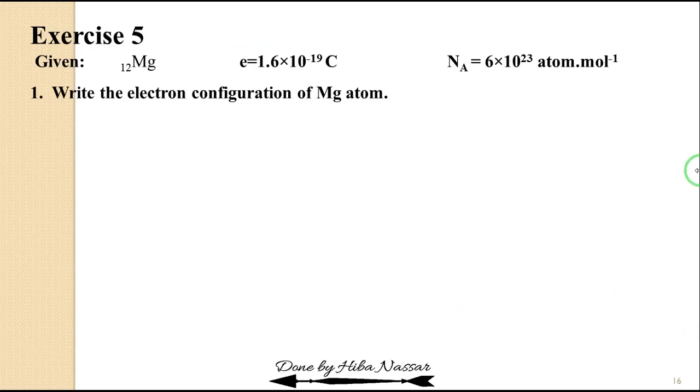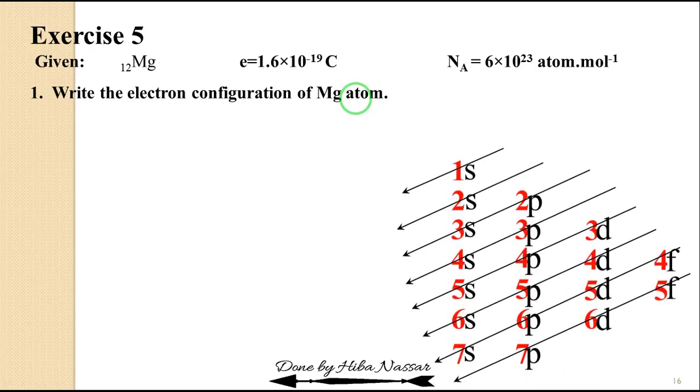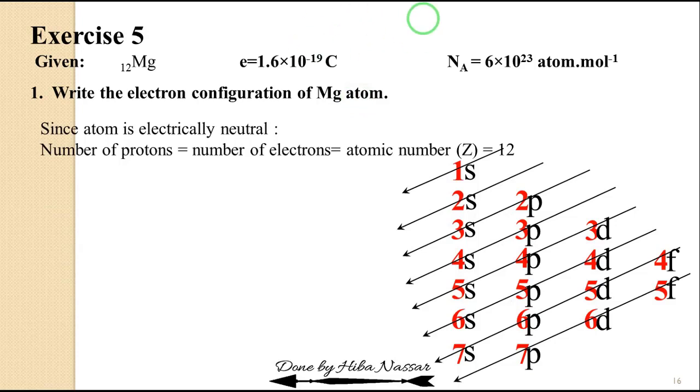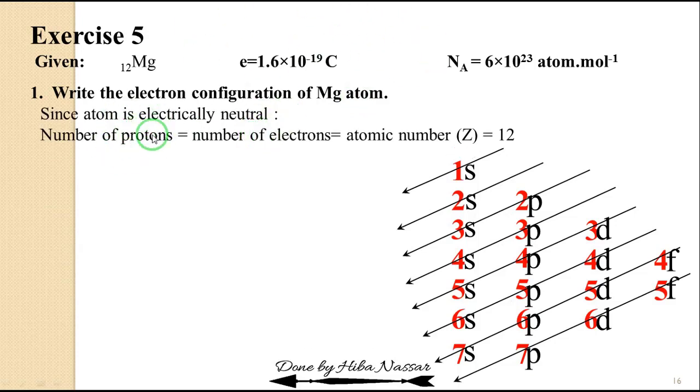Now moving to exercise 5, we have the atomic number for magnesium, which is equal to 12, given the elementary charge, and you have Avogadro's number. Question number 1, write the electron configuration of magnesium atom. So here, using the diagonal rule, you can say that since the atom is electrically neutral, the number of protons is equal to the number of electrons, equal to the atomic number, which is 12.